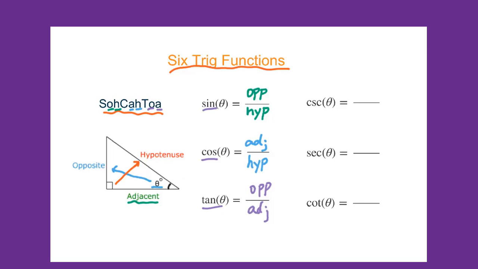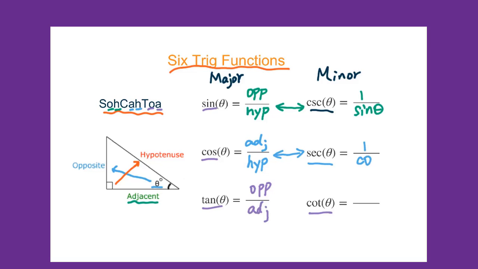Normally, we call these 3 trig functions, sine, cosine, tangent, the major trig functions. The other 3, cosecant, secant, and cotangent, we call the minor trig functions. And cosecant theta will be related to sine theta because it's the reciprocal of sine theta. Secant theta will be the reciprocal of cosine theta. Then cotangent theta will be the reciprocal of tangent theta.